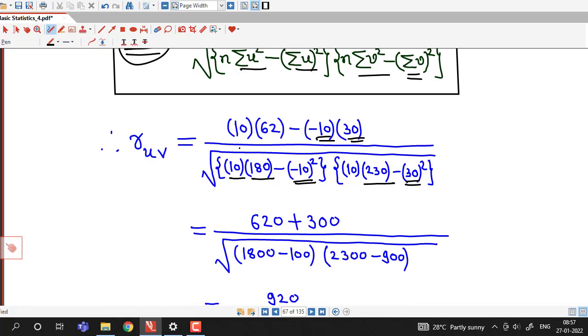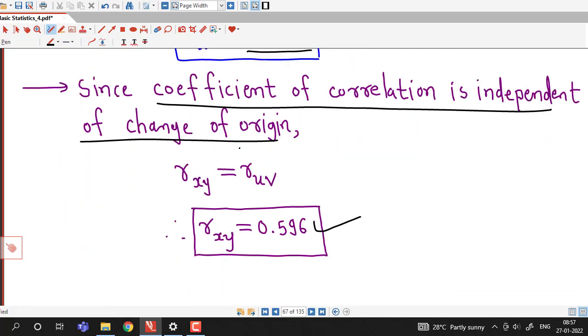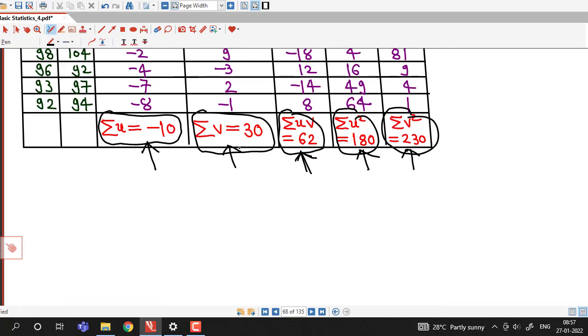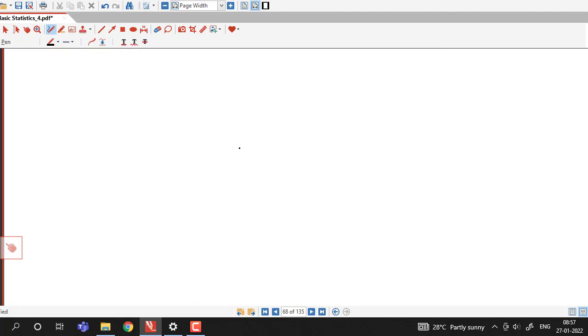So this is all about this session. I have explained how to use different formulas for coefficient of correlation in different situations.